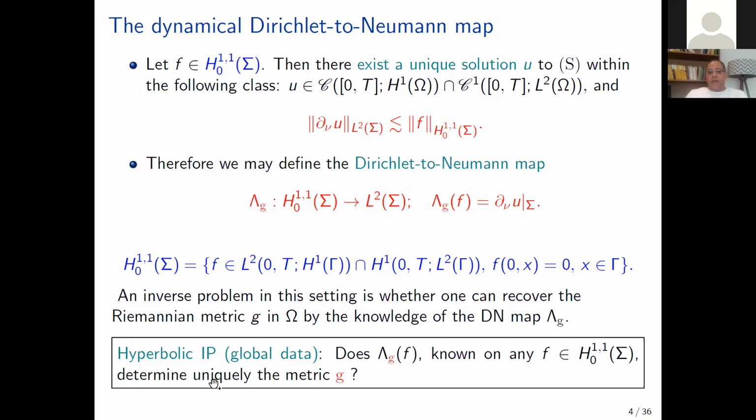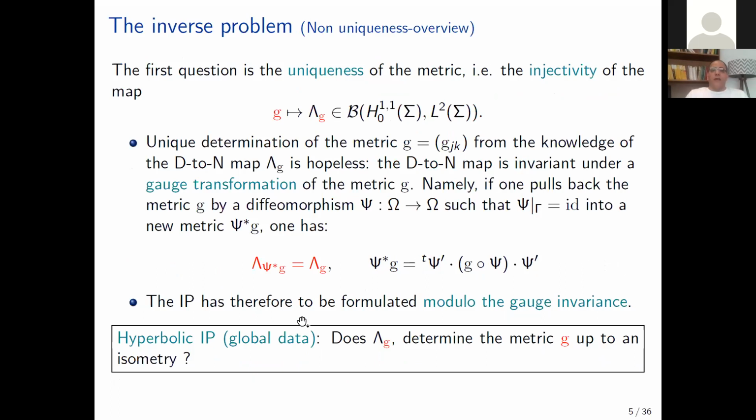So an inverse problem in this setting is whether we can recover the metric G from the Dirichlet-to-Neumann map. So the very famous hyperbolic inverse problem with the global data: does the Dirichlet-to-Neumann map, or the graph of the Dirichlet-to-Neumann map, determine uniquely the metric G? Of course, the first question for the inverse problem is the uniqueness of the metric, which is equivalent in our case to the injectivity of the map G to Lambda_G.